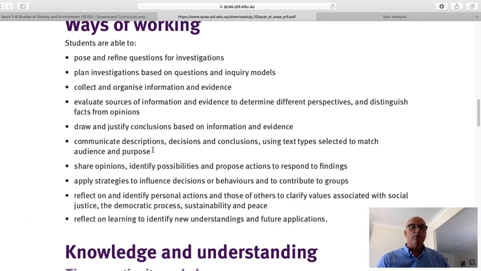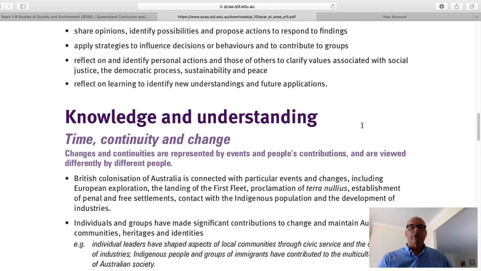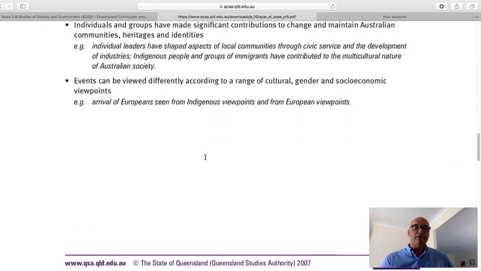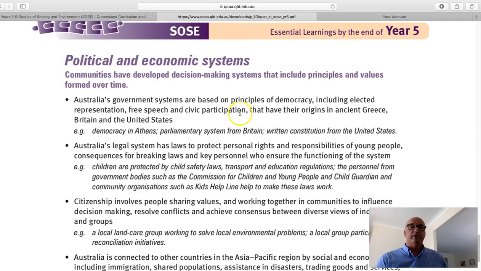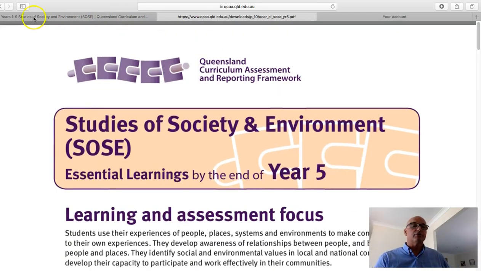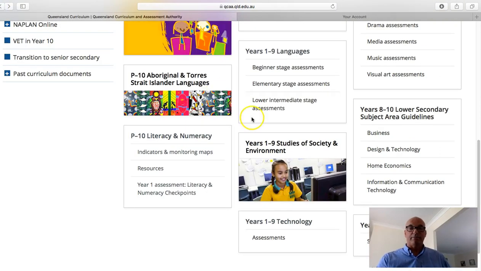So the ways of working are set out. We have things such as pose and refine questions for investigations, plan investigations, etc., draw and justify conclusions. We also have the knowledge and understanding. So this is what we actually want the children to learn in our class. It's broken up into time, continuity and change, place and space, culture and identity, and political and economic systems. And you'll recognise there the areas linked to HASS, because SOSE, as I've said, is the same thing.